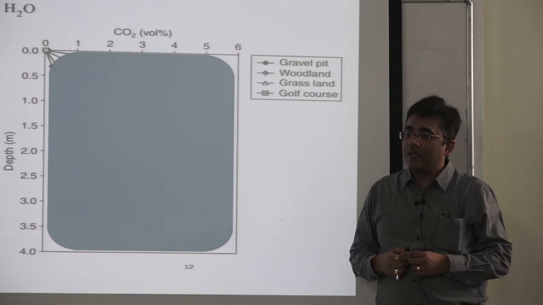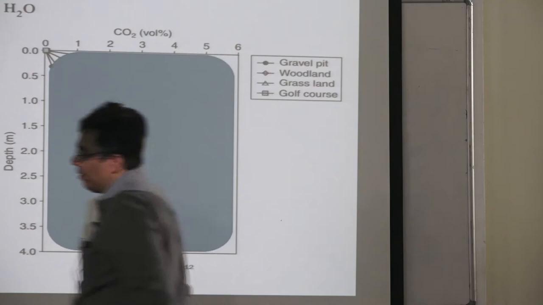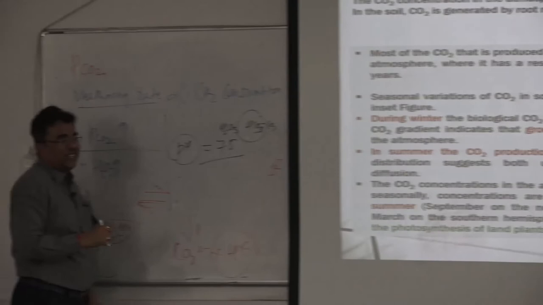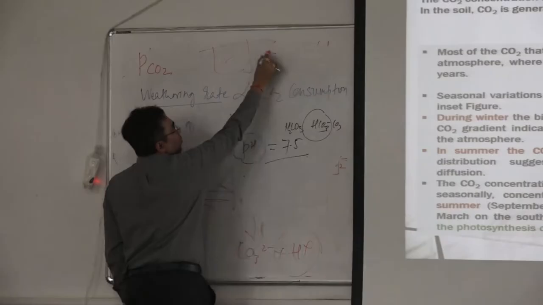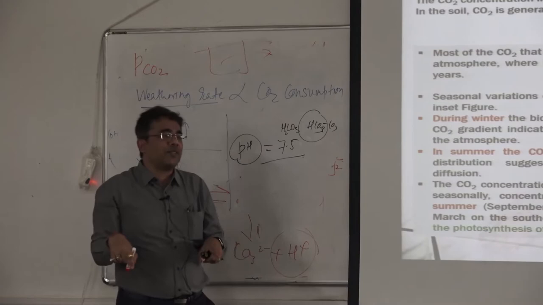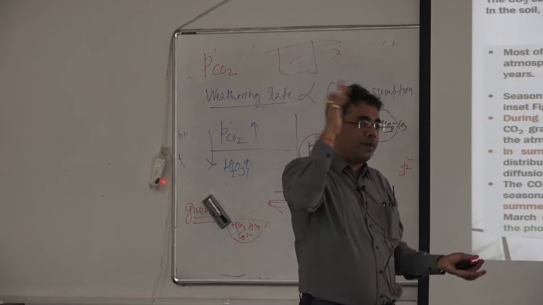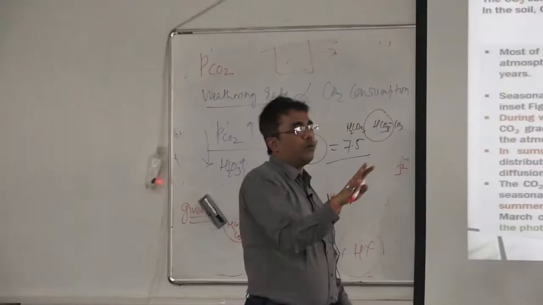Partial pressure, PCO2. So it means, for a box, if you measure the partial pressure of CO2, here it is 0.003 volume by volume. Similarly, in the soil, if there is a pore space, how much CO2 is there? Is it more?